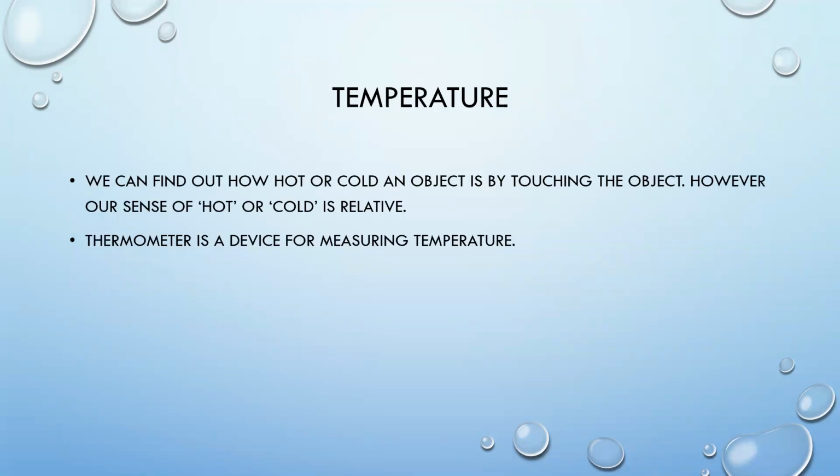Next is temperature. We can find out how hot or cold an object is by touching the object. However, our sense of hot or cold is relative. Thermometer is a device for measuring temperature.